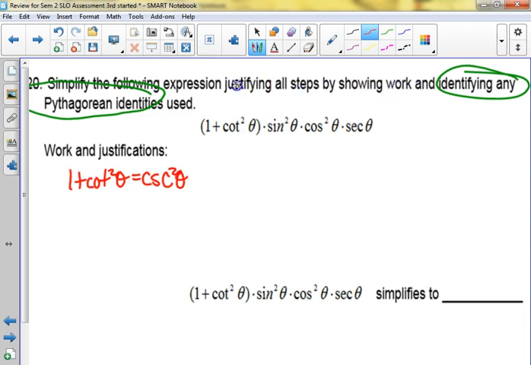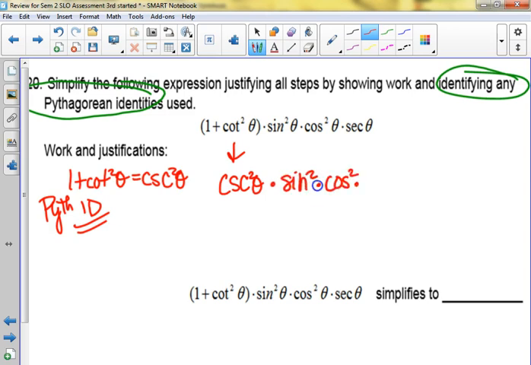Because it says, justify all steps by showing and identifying a Pythagorean identity. There's my Pythagorean identity. And then just trade this out for a cosecant. Yes, it wants you to identify, because it's like 2 points for this question, and one is that you are showing some work. And then it's sine squared, cosine squared, secant. Why am I not worrying about trading anything else out along the way? It's all multiply now, right? We can just hopefully cancel some jazz.